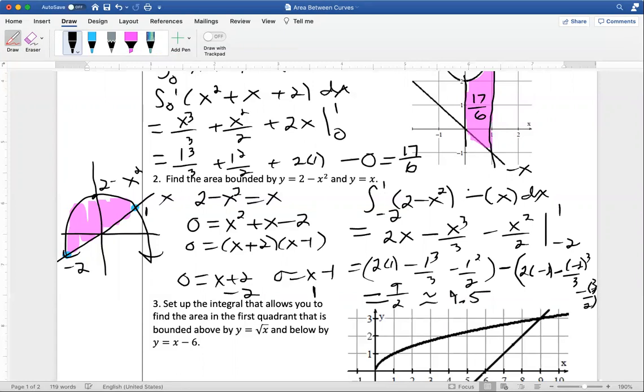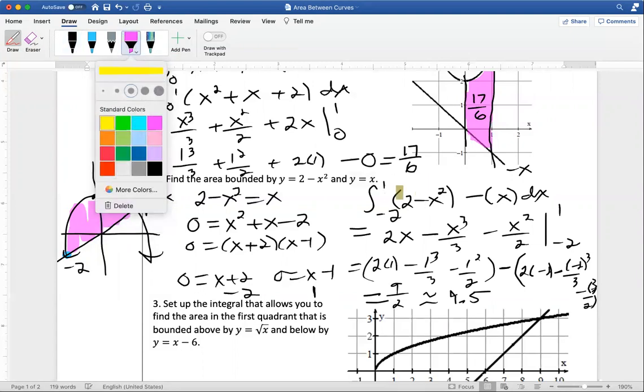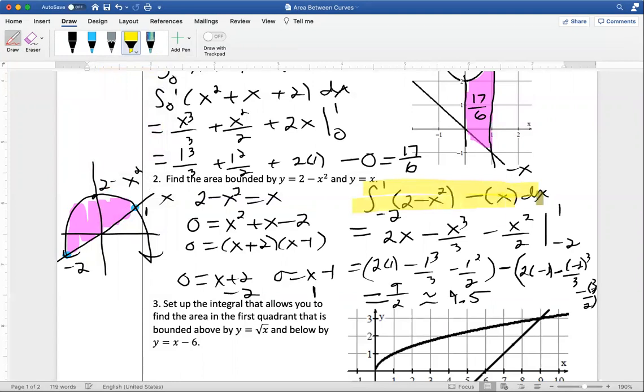Again, if you remember how to do definite integrals in the calculator, you could take this definite integral back here and put that in your calculator and it will give you the answer of 9/2. So if you remember how to do that, you can do that as well.